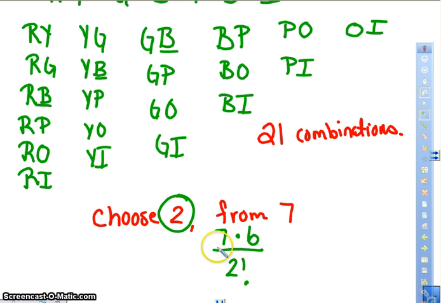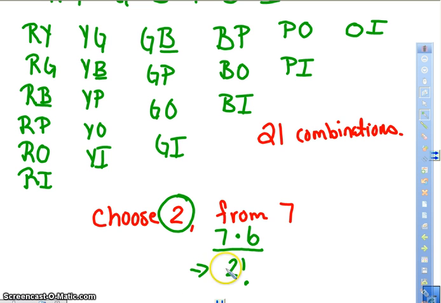The top number is finding the permutation of the situation, so choosing 2 colors from 7. But for the combination, since I know the order is not important, the bottom part is then removed. Since I'm choosing 2, I'm going to take out 2 factorial.